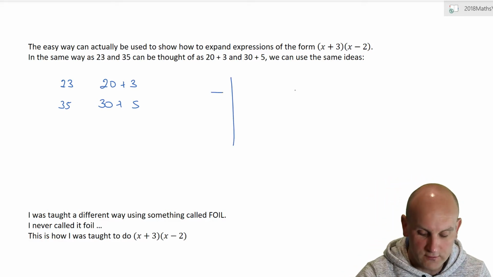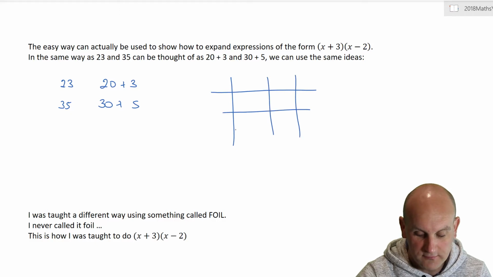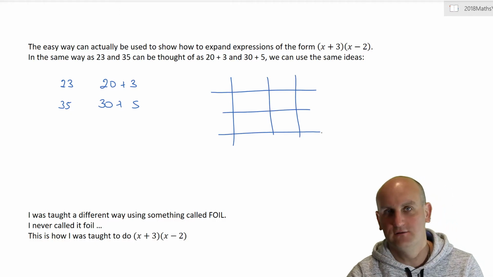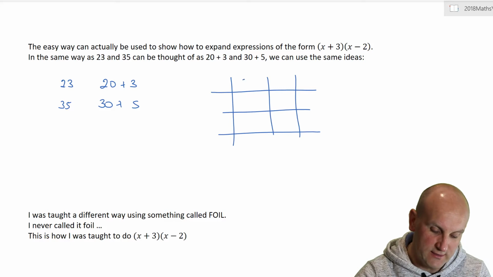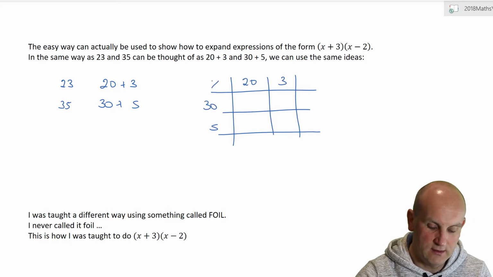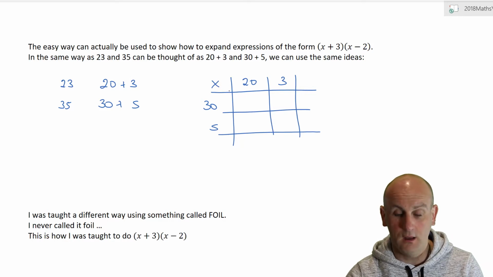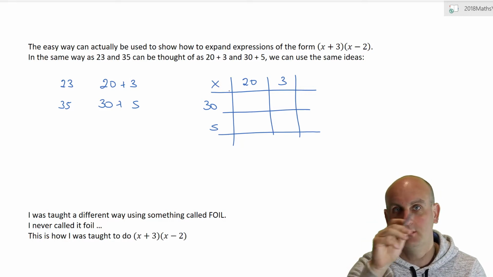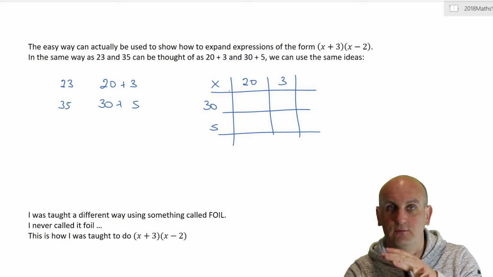But now what I'm going to do is I'm going to draw a grid. Now I know there's lots of other ways of doing this type of stuff, but I'm going to write 20 there and 3 there, and I'm going to write 30 there and 5 there, and a little kissy there. And all I'm going to do now is for each row and column, I'm going to multiply where they meet, where those two numbers meet.